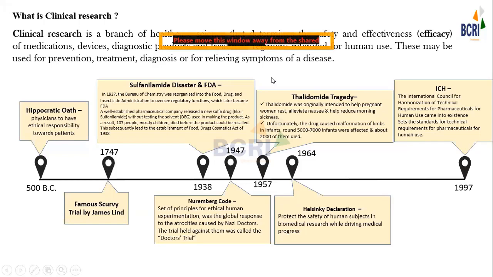I'll give you a brief overview of the history of clinical research and how we came to the current scenario. It all started with the Hippocratic Oath, which doctors take even nowadays. That started around 500 BC, where physicians had to take an ethical responsibility towards patients, and they cannot discriminate among patients. Even if they are criminals, even if they are notorious beings in society, as long as they are patients, the physicians have to take care of them.